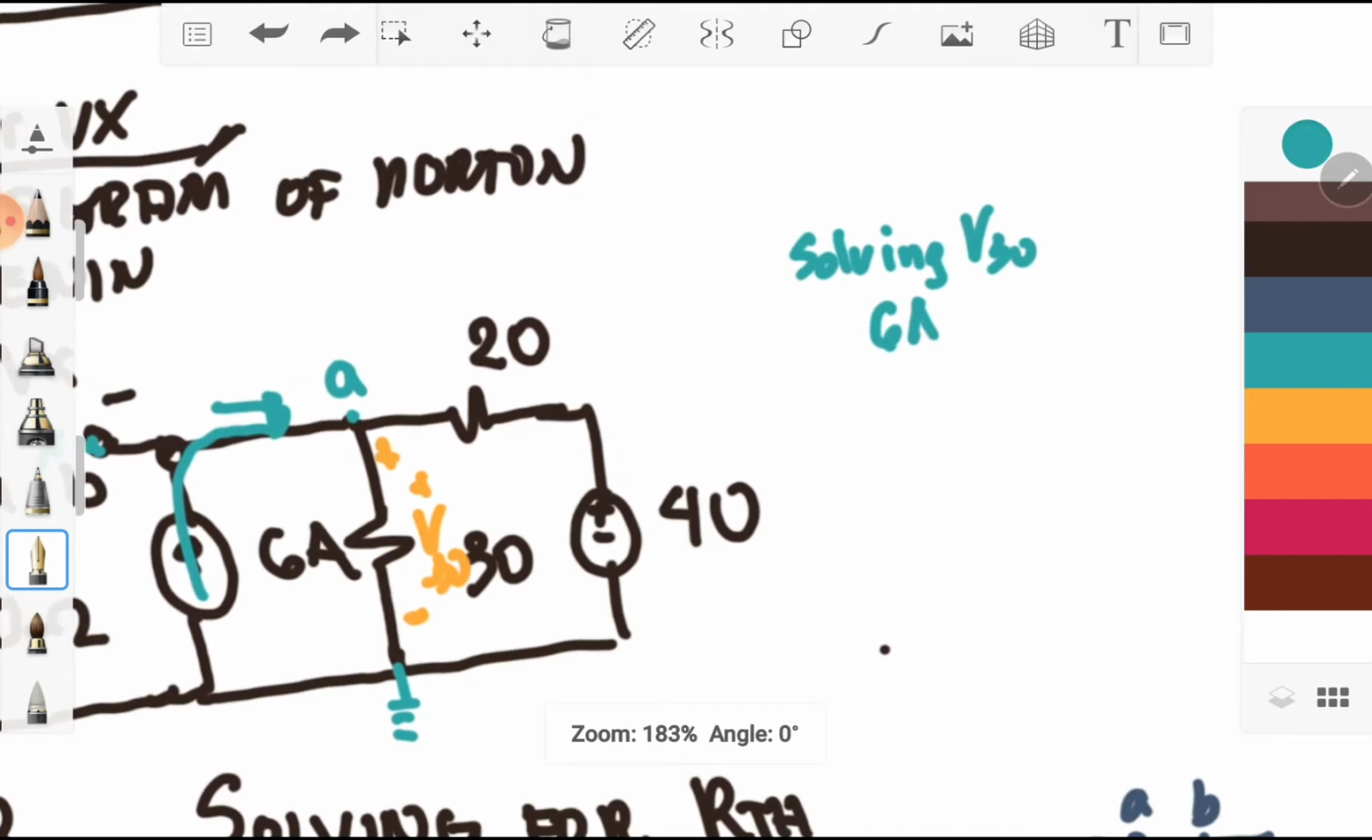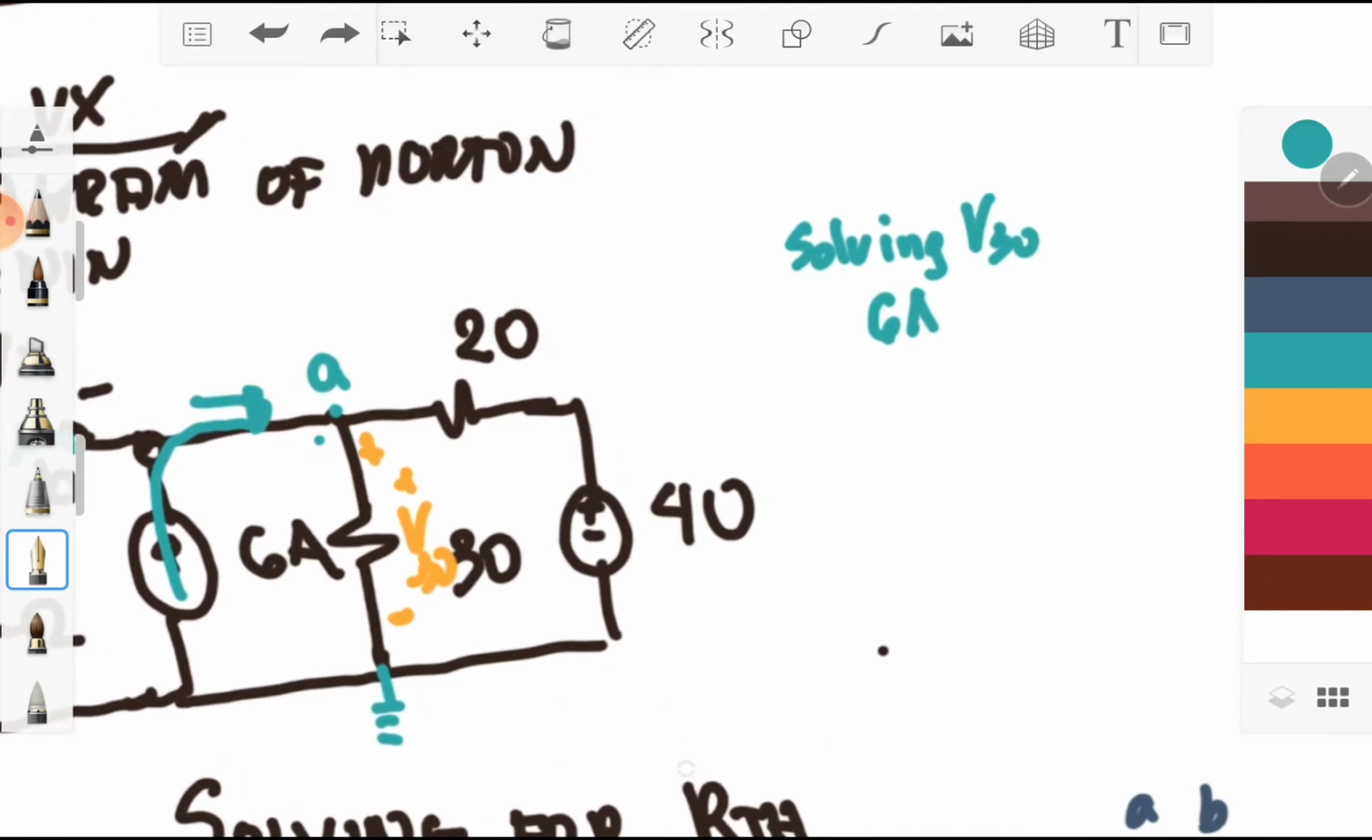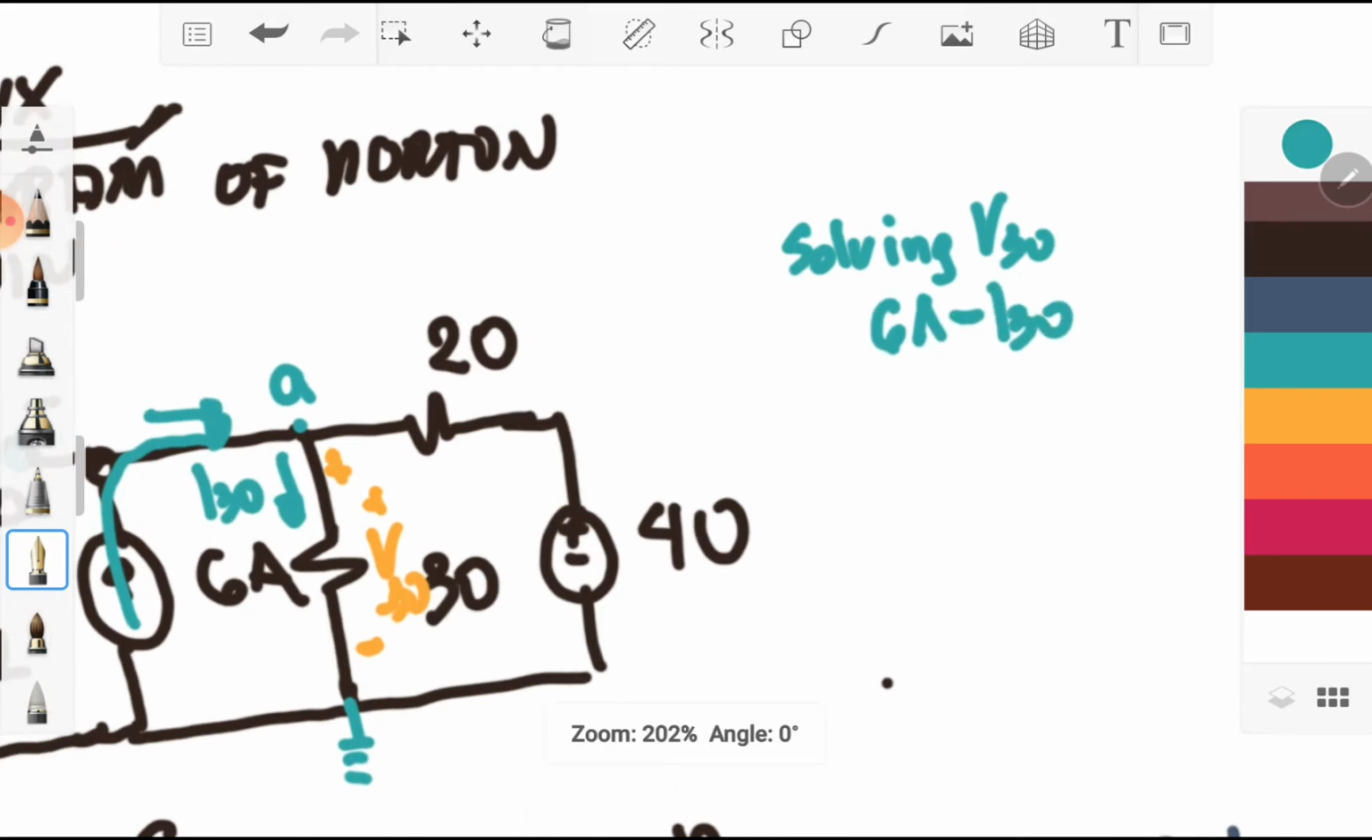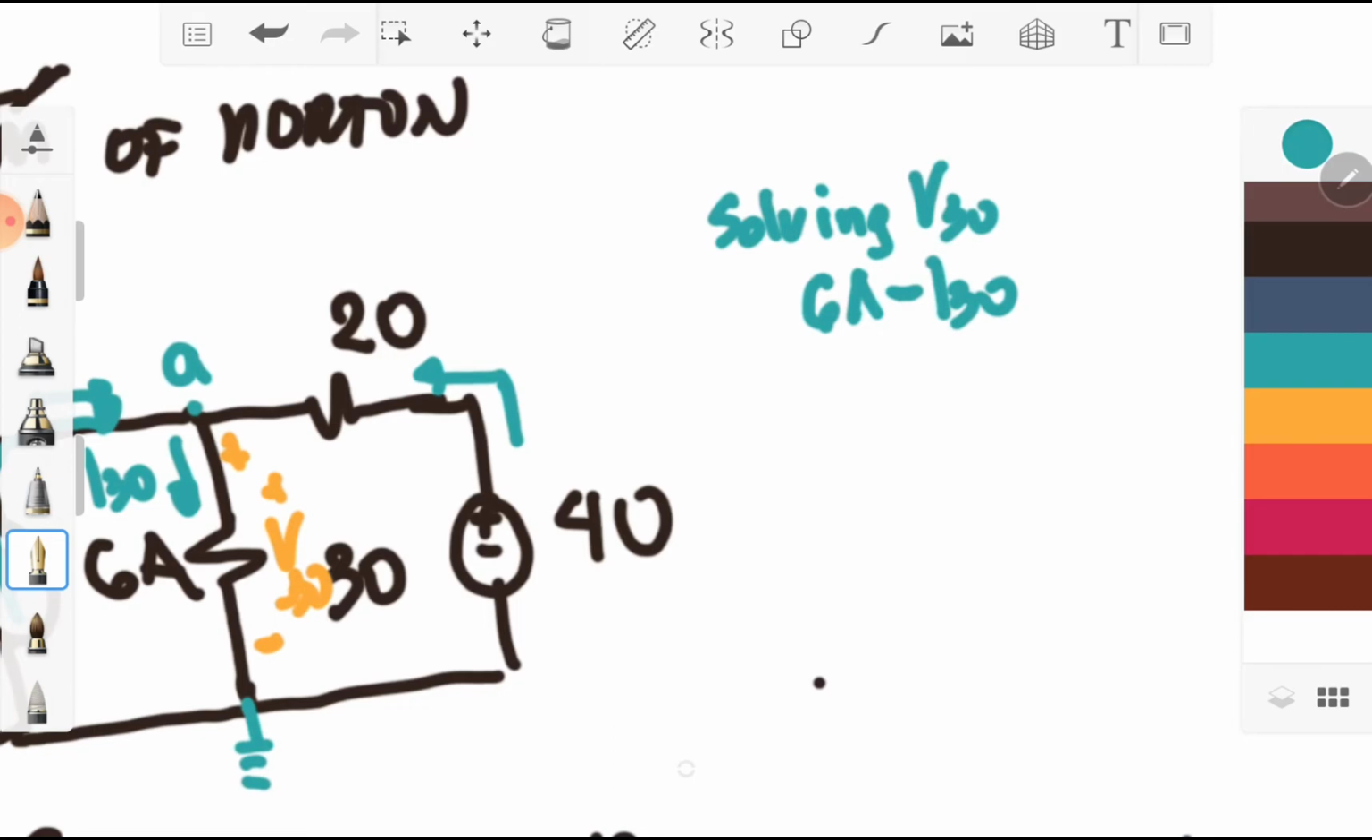Okay? And then, the current going to your 30 ohm, or your I30. So, negative, it is going out of the node, plus the current from the 40 ohm to your VA, or your V30. So, we have plus I40A, which means 40 to node A.